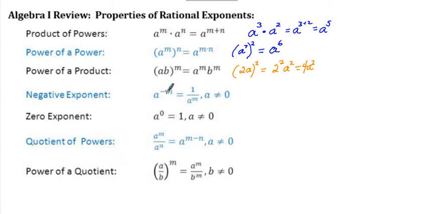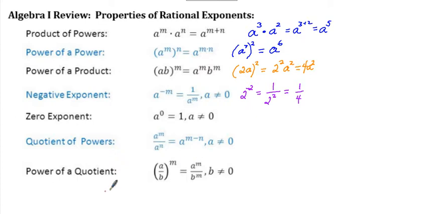Anything to a negative exponent, we need to put to the bottom of the fraction. So let me give you a couple examples here. Let's say 2 to the negative 2. You should rewrite that as 1 over 2 to the positive 2, or 1 over 4.